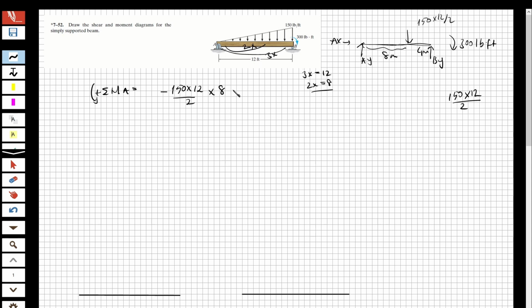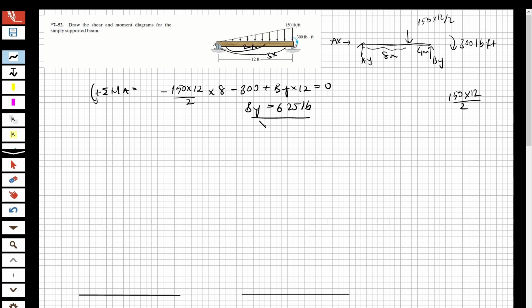And also we have minus 300, multiplied, sorry, we just have a moment, not multiplied. It's not a force to take into multiplication. So this is moment 300, and we have BY multiplied by 12 equal to 0, and BY is equal to 625 pounds.